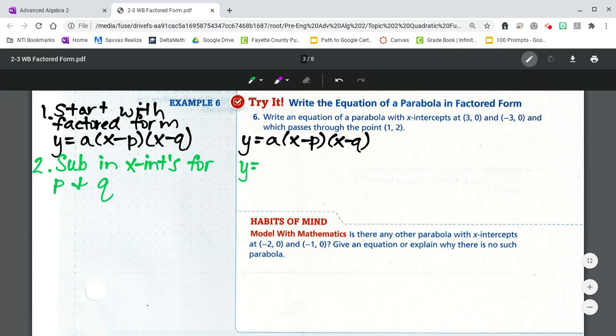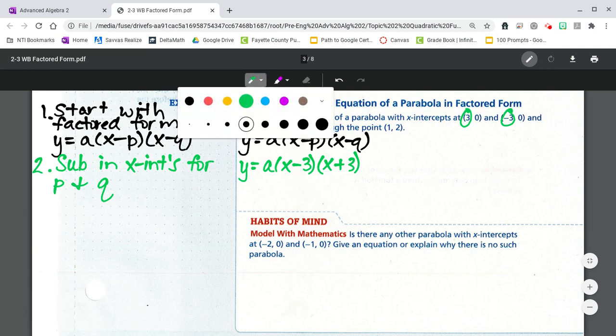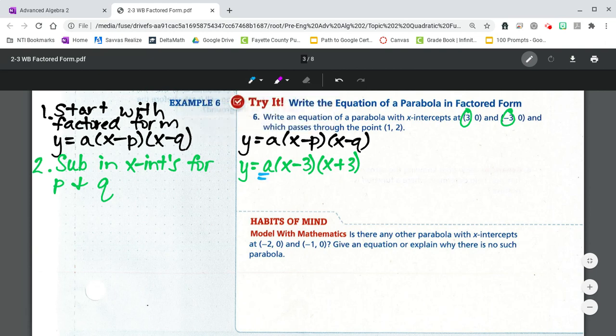So y equals a times x minus, now my first x-intercept is 3, and my second x-intercept is negative 3. So x minus 3, x plus 3. Then I need to figure out the value of a. I don't know it. So this is similar to what you did with vertex form where you had to find the a value. Same idea, it's just now we're working with factored form.